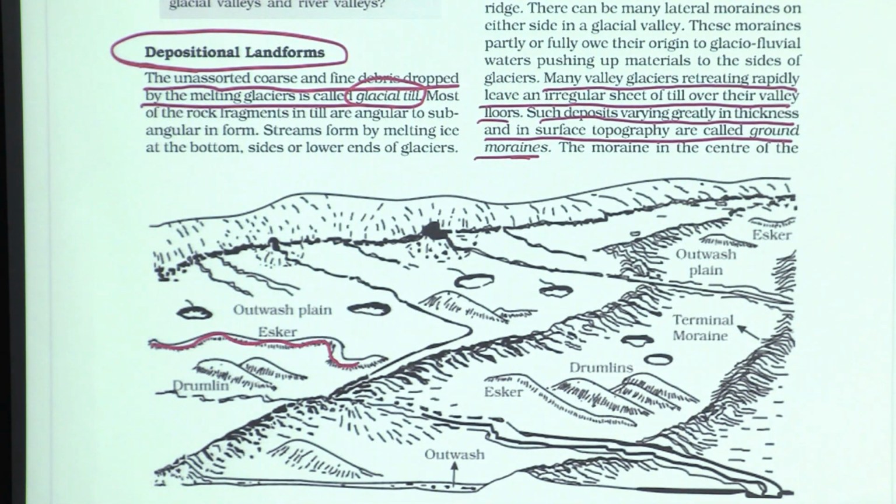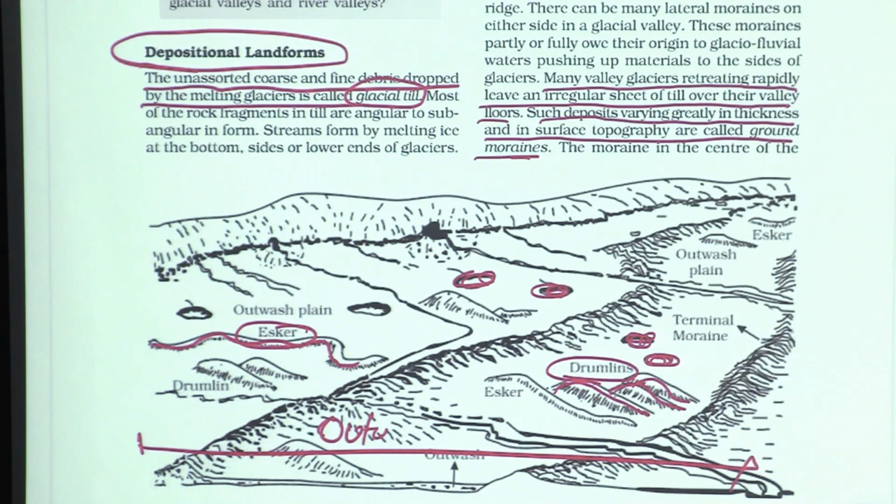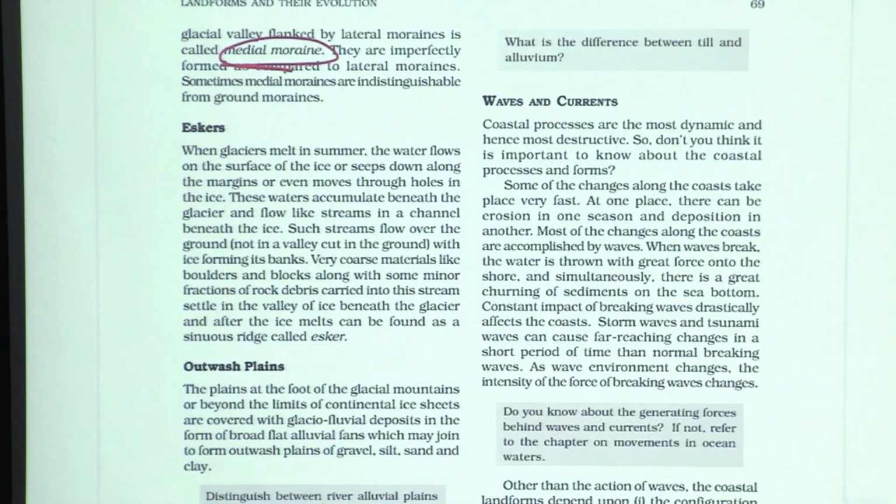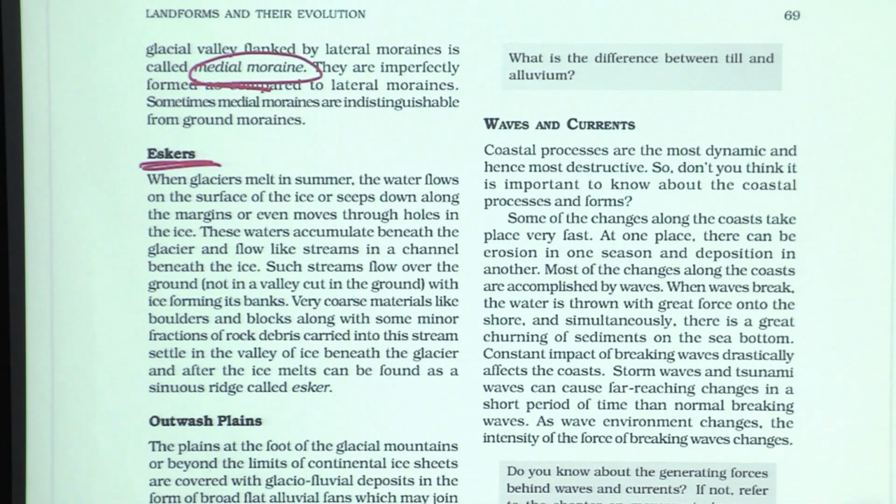Continuous ridges of deposits, esker, isolated mounds of deposit, drumlin, the lakes that are developed due to water filled depression, kettle, and all this makes an example of outwash. What will be this? Drumlin. Outwash plain, drumlin. This will be the stoss end, and that will be the leeward side, the glacial movement. Medial moraine. Eskers.